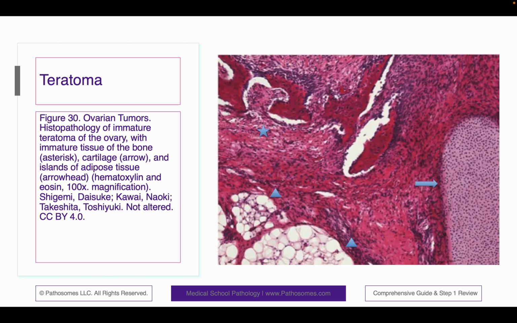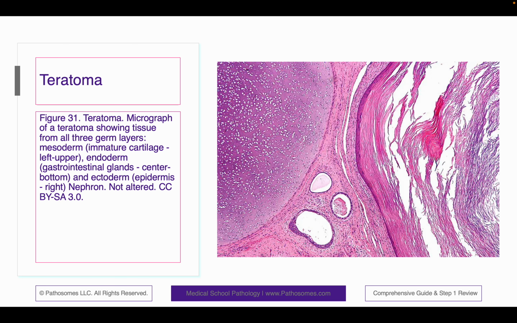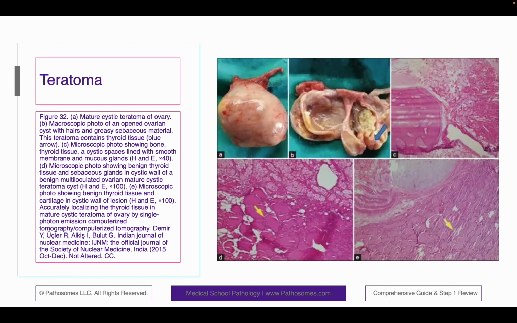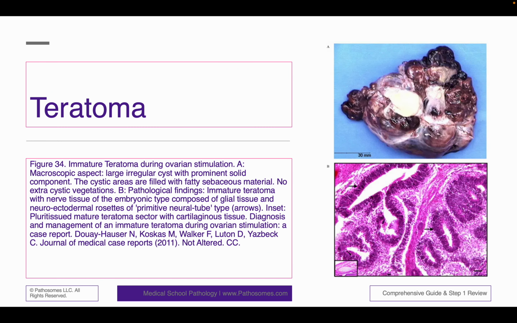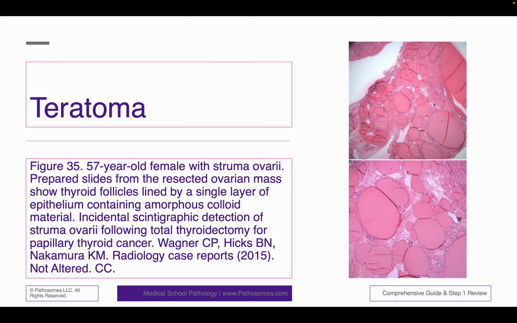And again, microscopically, we can see the cartilage, we can see the adipose tissue, we can see many different types of tissue within this one slide, as well as in this one. See, I'm hammering home the point that teratomas often contain many different types of tissues. And it should be very clear to you at this point, right? Teratomas, all day, every day.